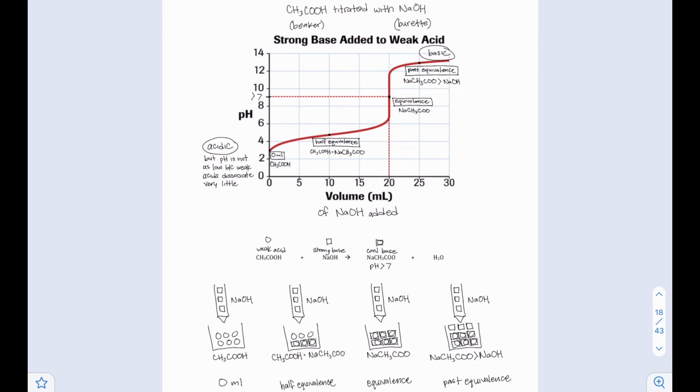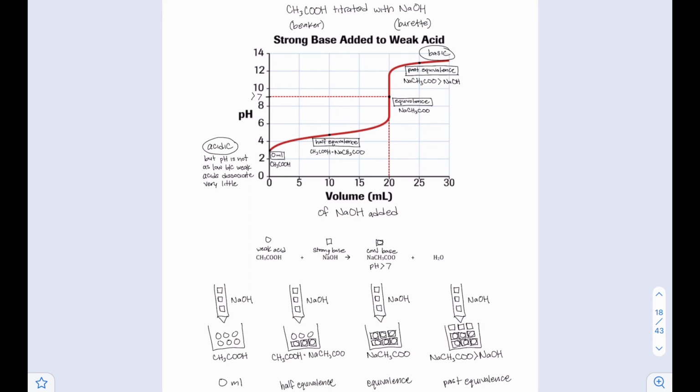But the different points during the titration are very similar to the last. We start out with just the acid in the beaker at 0 mL added. The half equivalence point will have equal amounts of acid and salt in the beaker. The equivalence point is when we have equal amounts of acid and base that will react completely, so only the salt will be in the beaker. And past the equivalence point, we'll have mostly salt in the beaker with some additional base with it.